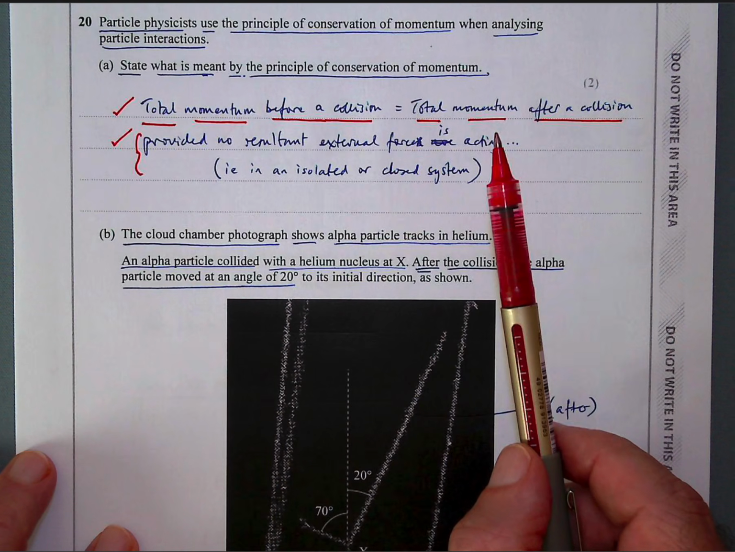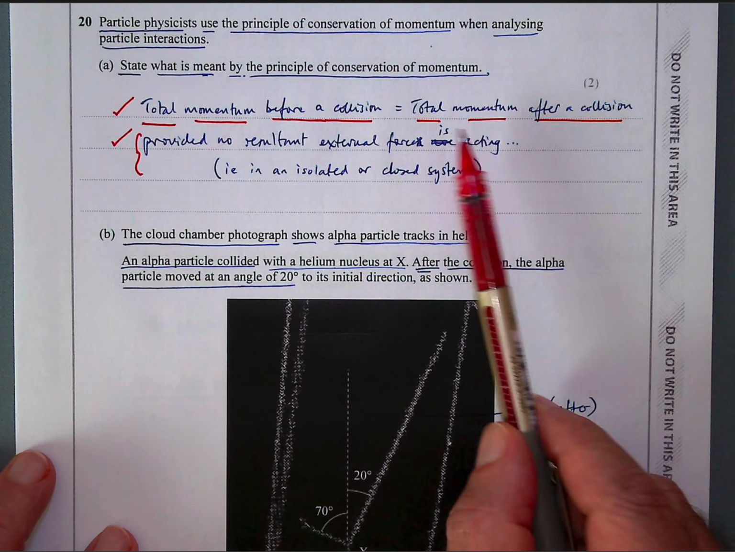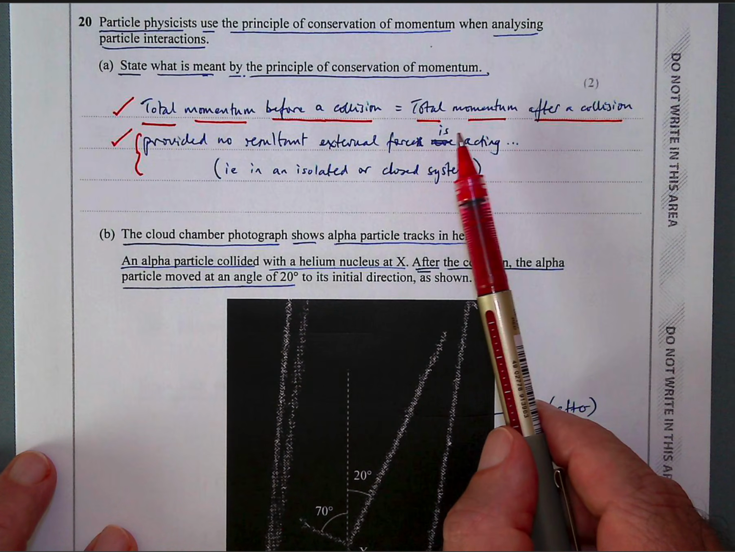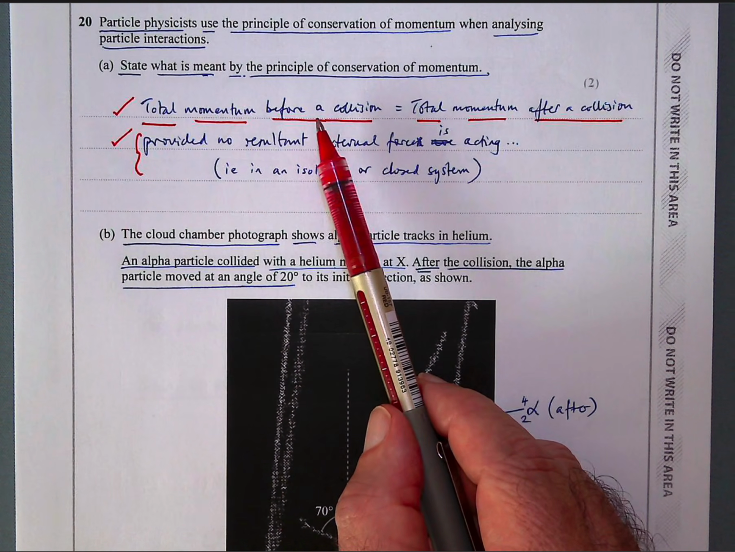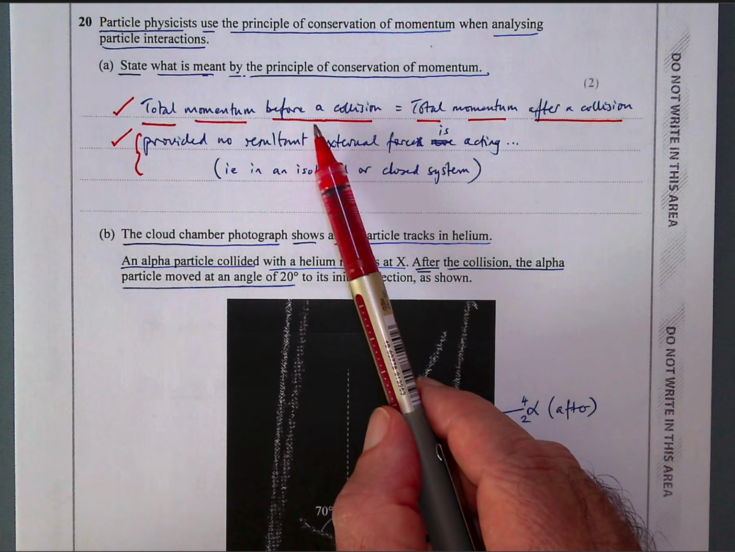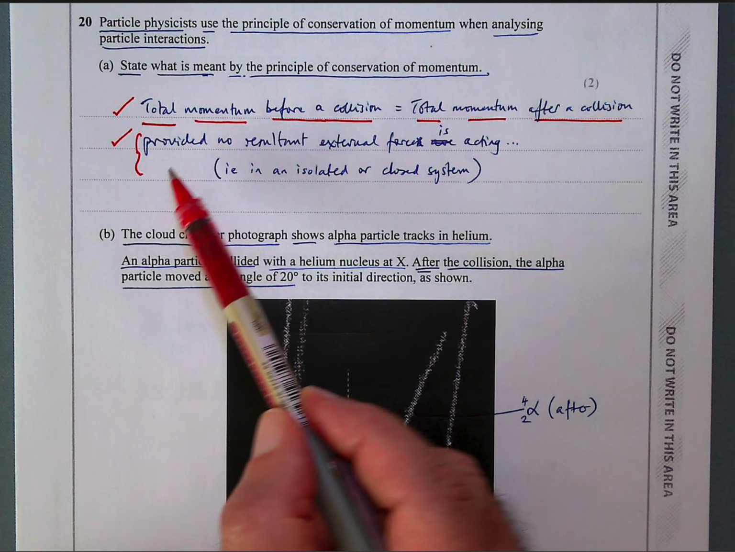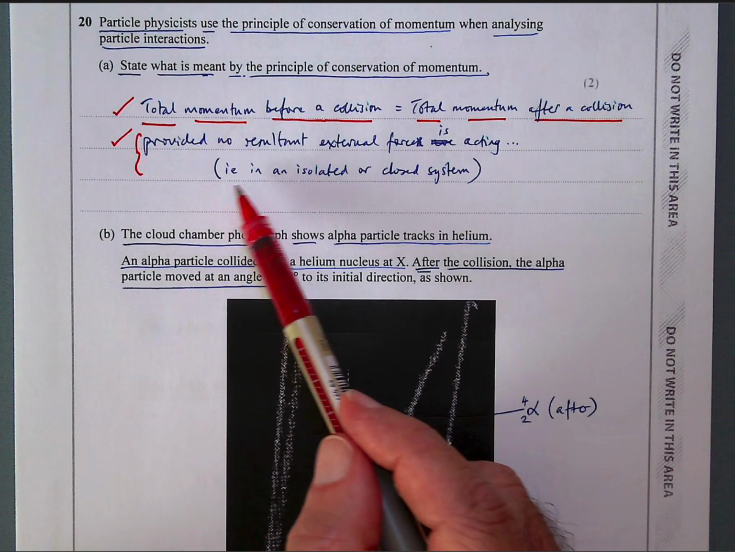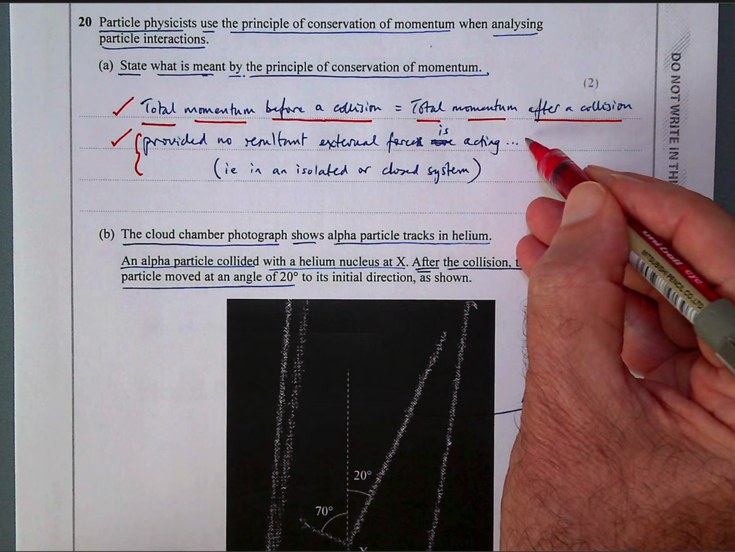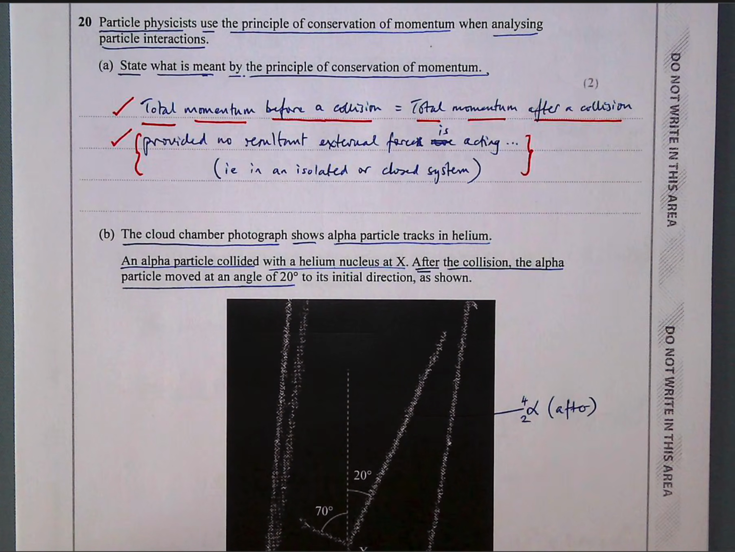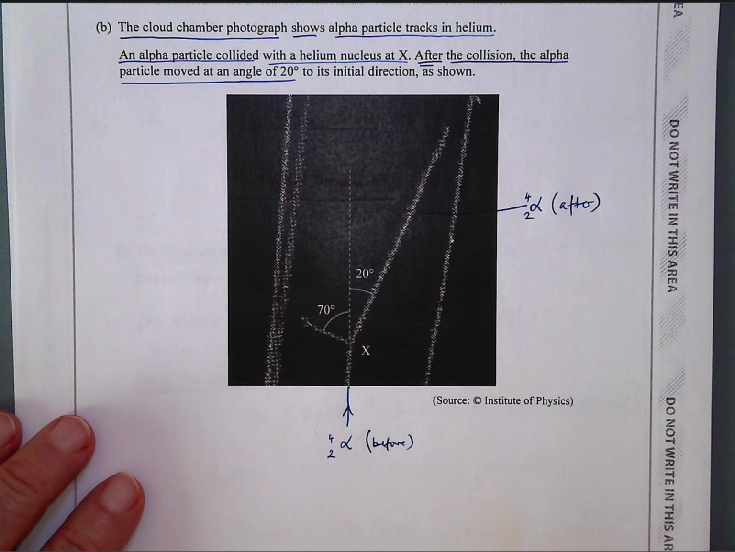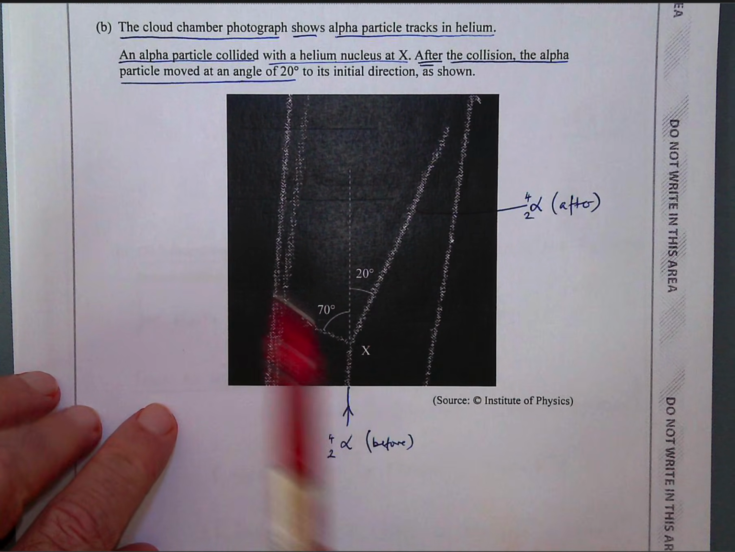You need to make sure you've got that examiner in front of you and you slap him across the face to make sure he doesn't take off any marks. Treat him like he knows nothing. It must be the total momentum. Before what? Before a collision. So don't leave any gaps in your thinking, provided no resultant force is acting on the system. So in other words, you have an isolated or a closed system. I would put both of these points in. Always drive the point home. That's how you get the first 2 marks. Silly to lose those marks.